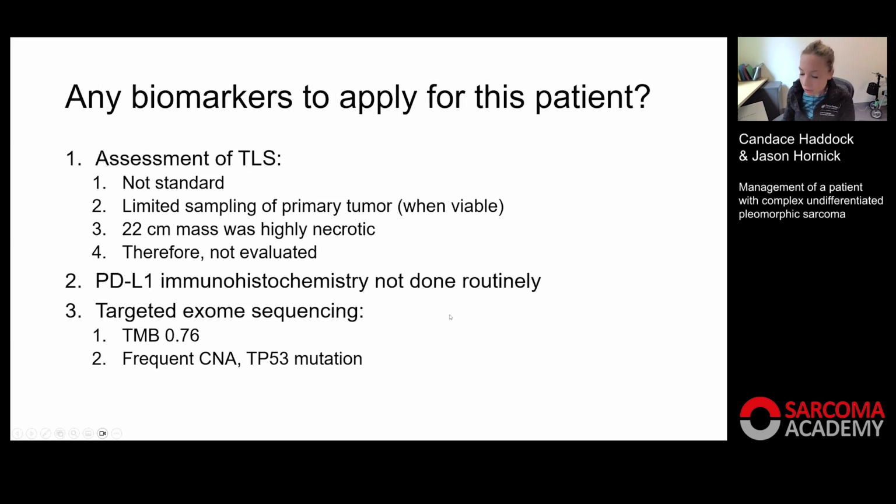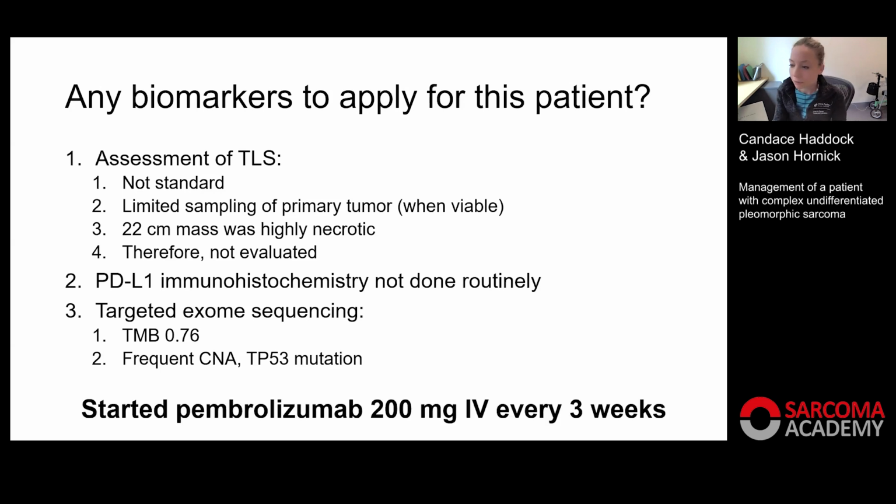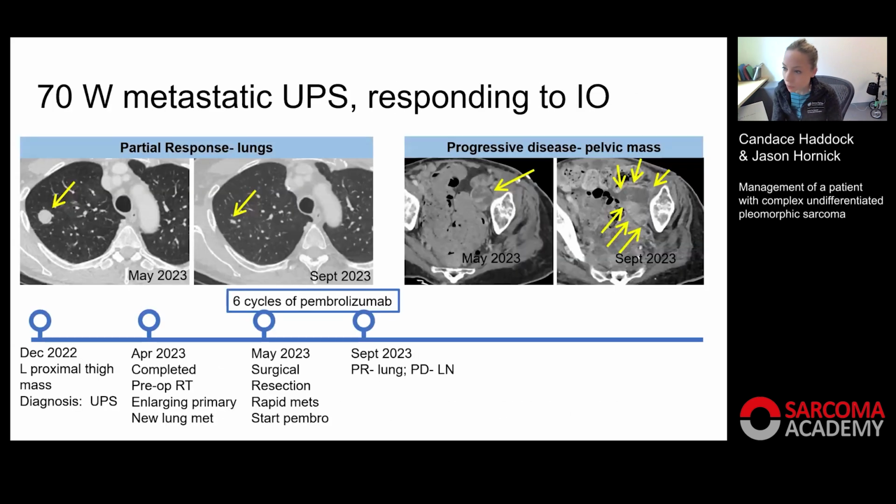PD-L1 immunohistochemistry is also not done routinely, although it can be obtained on certain commercial platforms that incorporate next-generation sequencing. We did perform our own in-house targeted exome sequencing called OncoPanel, and that showed a TMB of 0.76. And as usual for UPS, chromosomal instability, frequent copy number alterations, and a TP53 mutation. Ultimately, I did start pembrolizumab because I felt that it was the best choice for this patient, and luckily it really did turn the patient around.